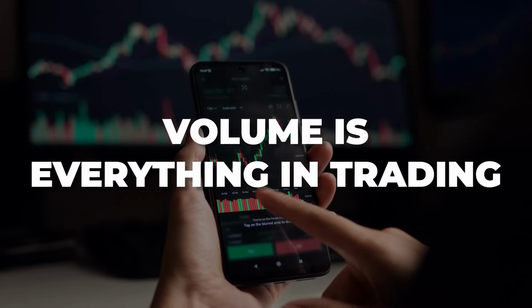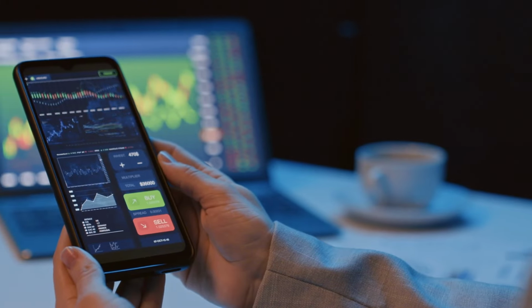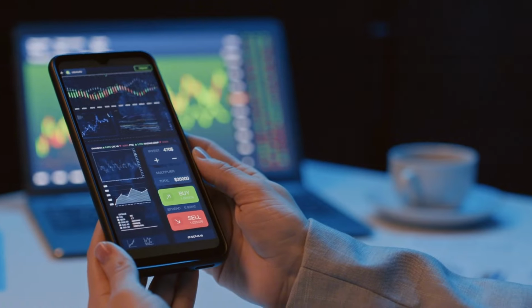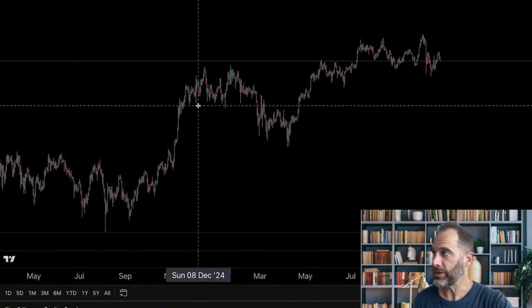Now, why do we want to know about the fixed range volume profile, the FRVP? Because volume is everything in trading, and you need to know exactly where the volume is, all right? Not only that, price typically is in a range. It's rarely just going up or just going down. It's typically in a range. For example, let's look at Bitcoin, okay?